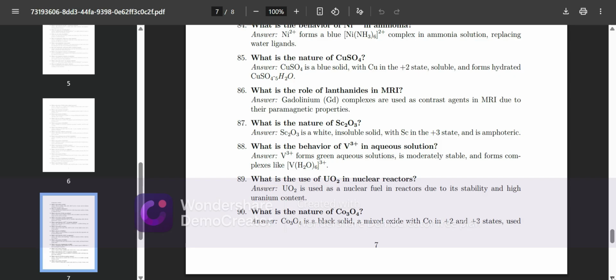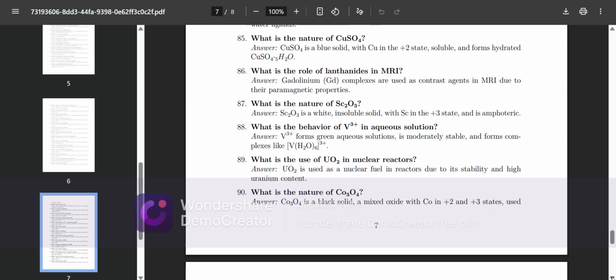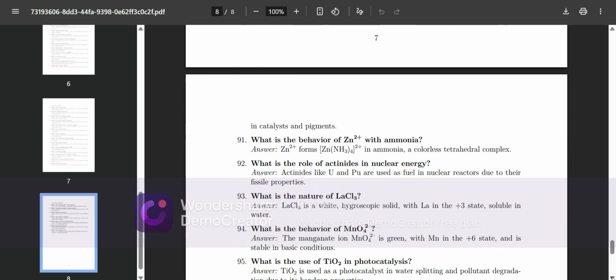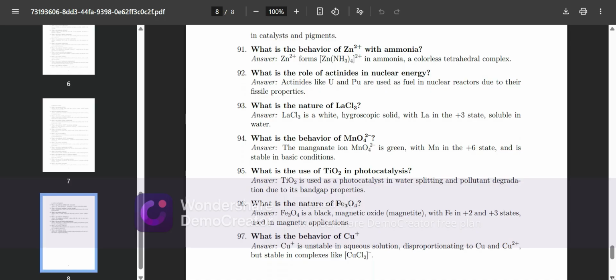What is the nature of Co3O4? Co3O4 is a black solid, a mixed oxide with Co in +2 and +3 states, used in catalysts and pigments. What is the behavior of zinc 2+ with ammonia? Zn2+ forms [Zn(NH3)4]2+ in ammonia, a colorless tetrahedral complex.